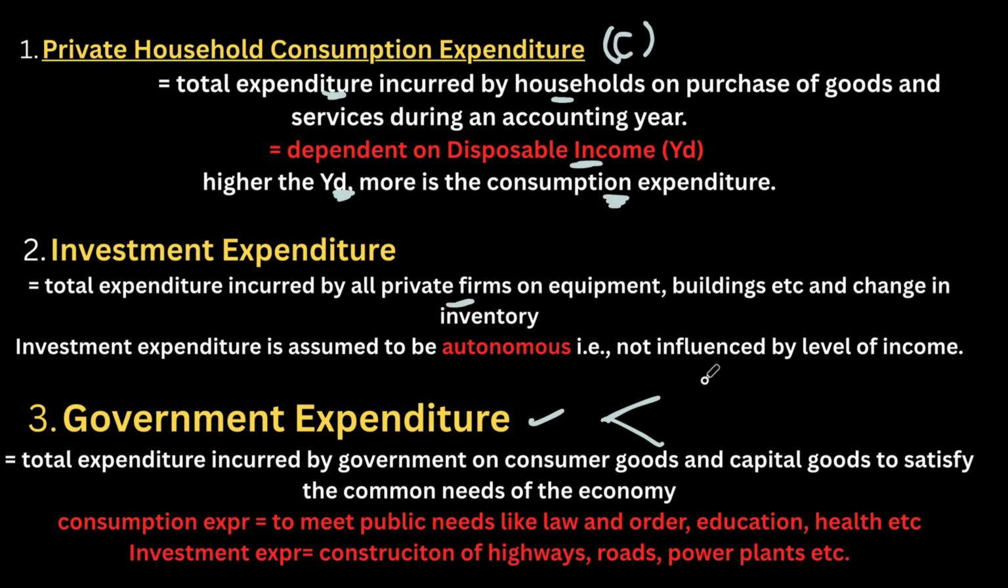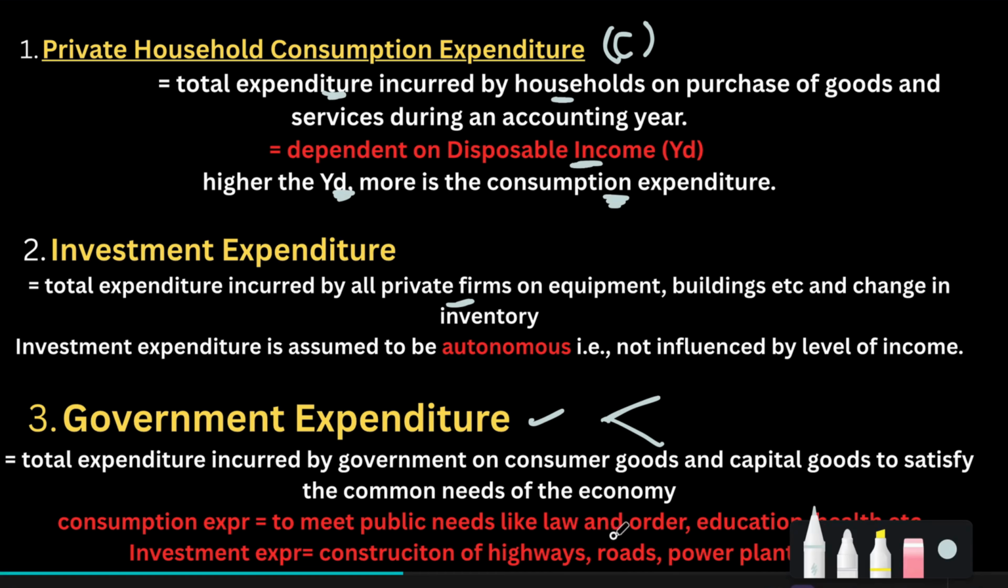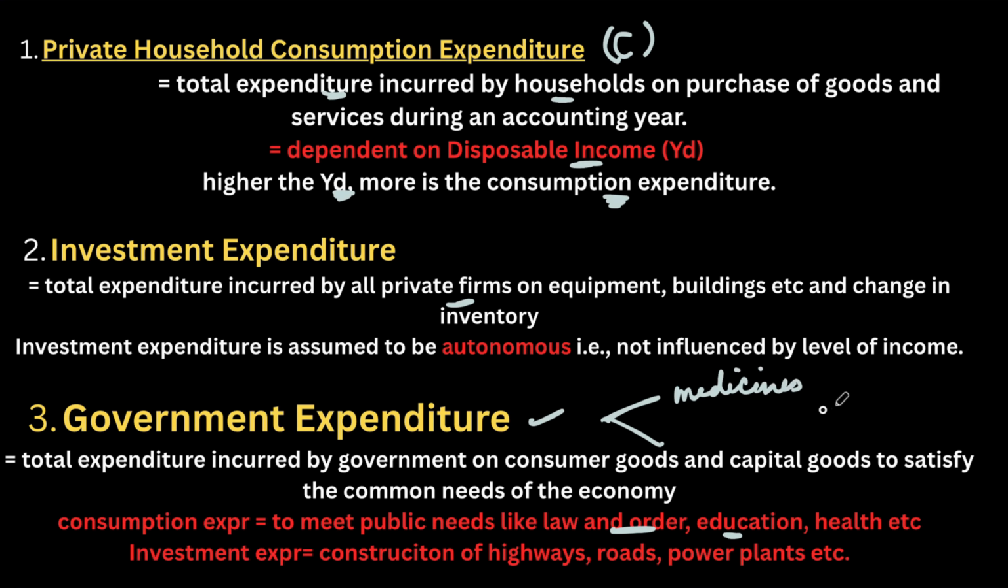For example, government purchases certain goods in order to fulfill the need of consumers. For example, law and order, education. Government is purchasing some medicines and distributing them in government hospitals. That becomes government consumption expenditure.